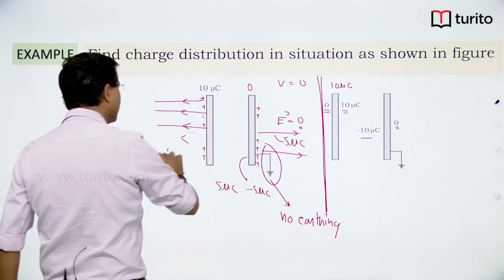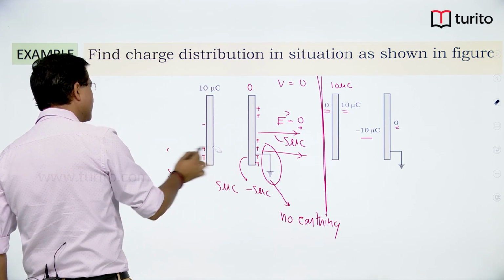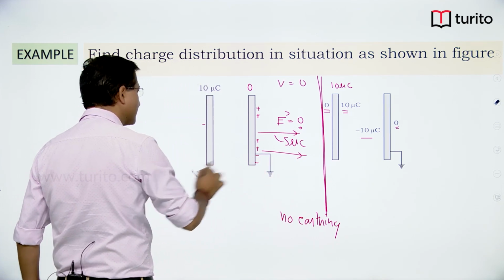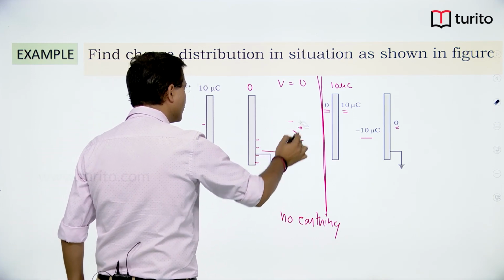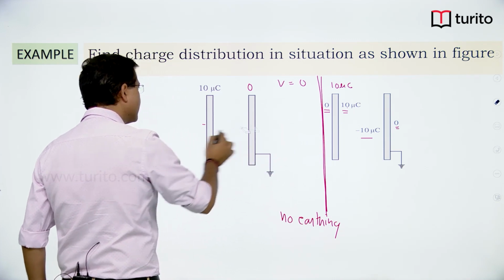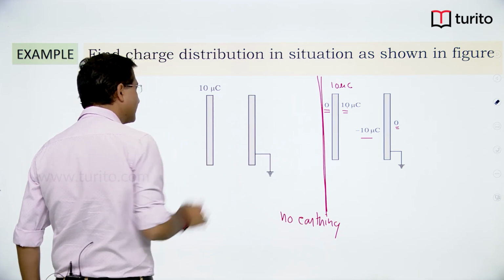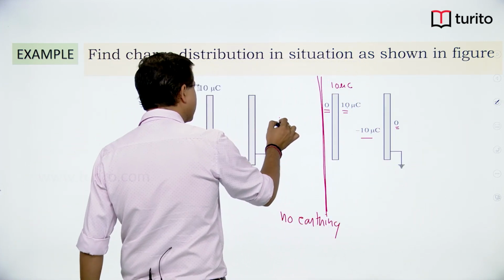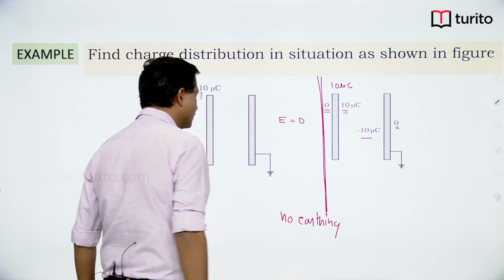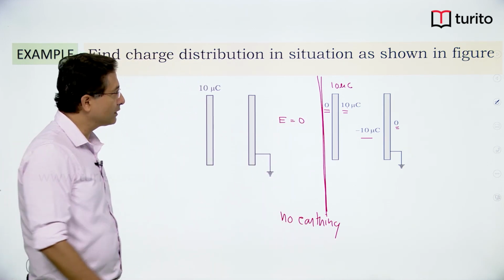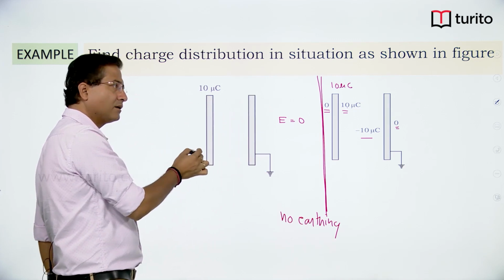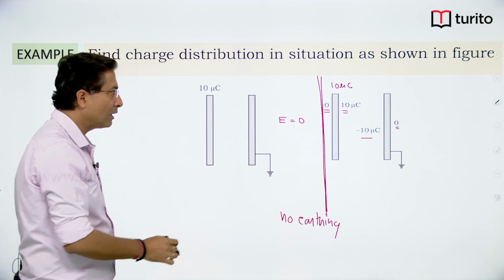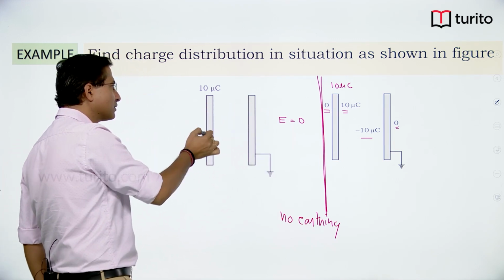So I will erase all. I hope you understood the logic. There should not be any field outside the conductor if it is earthed. So once earthing is done, immediately the field outside this side will become 0. Field this side has to be 0, and for this field to be 0, we have seen these charges are responsible. The charge appearing on the surface is responsible to produce this field. So to have field 0, there should not be any charge on the outer surfaces.